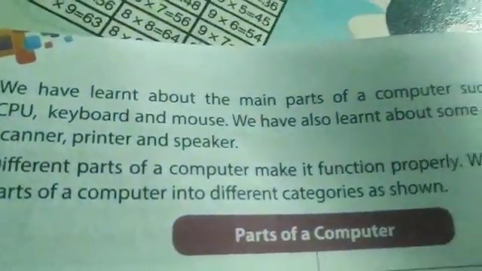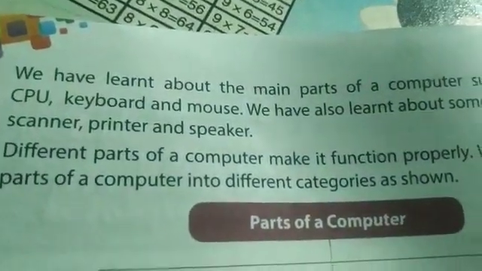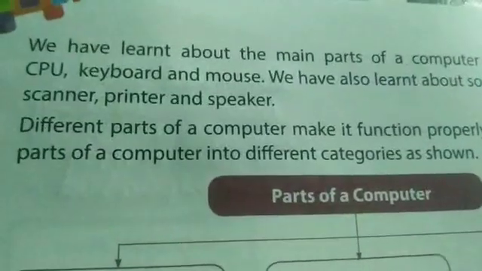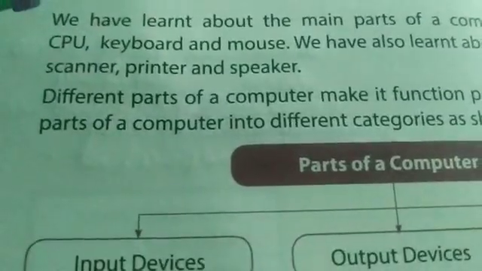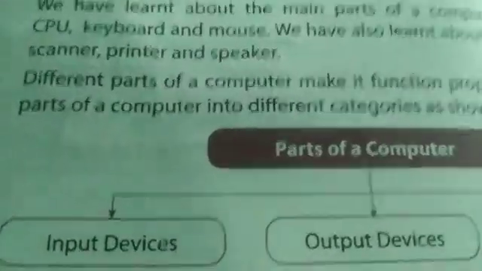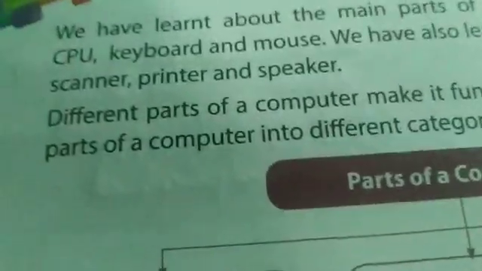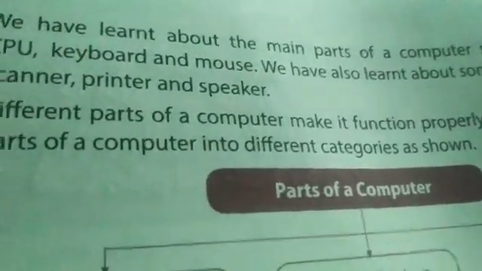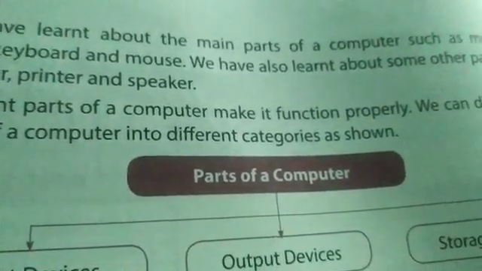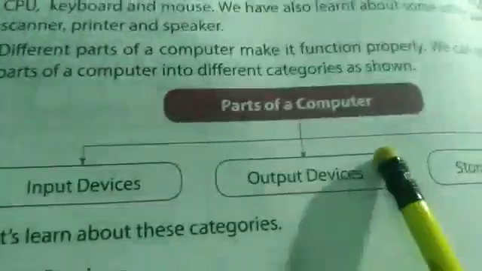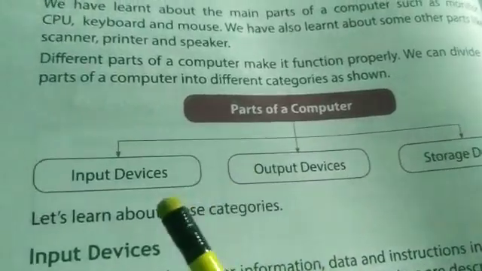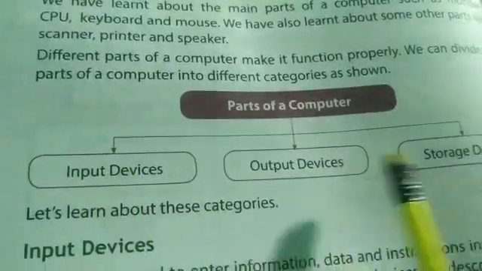Coming to next page. We have learned about the main parts of the computer such as CPU, keyboard and mouse. We also learned about some other parts like scanner, printer and speaker. So in a computer children, we have different parts. In this chapter you will learn about some different parts of a computer. Different parts of a computer make it function properly. We can divide the parts of a computer into different categories as shown. So the parts of a computer are divided into three: input device, output device and storage device.